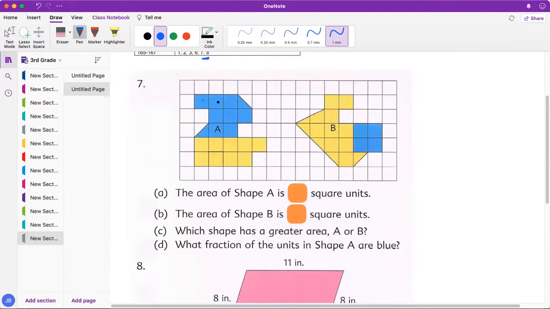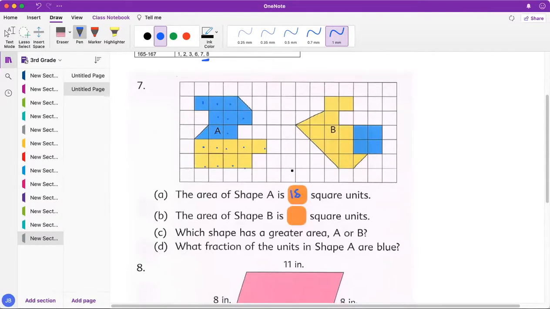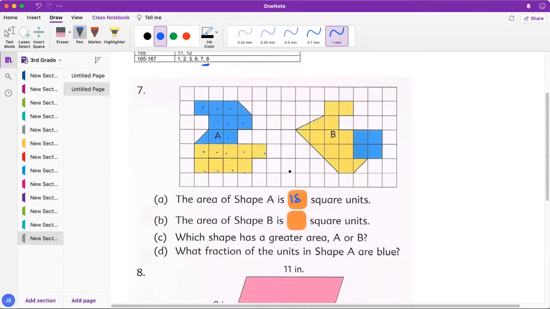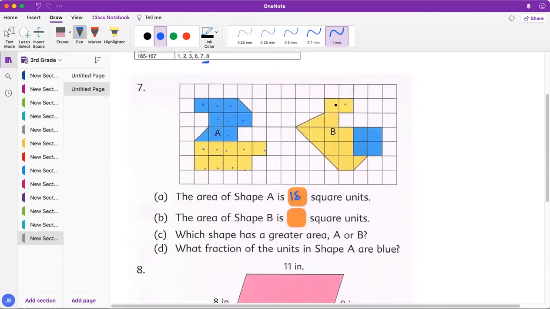We got 1, 2, 3, 4, 5, 6, 7, 8. Can I go to the bathroom? Sure. What page is it on? 166. Okay, I can add this out. So 1, 2, 3, 4, 5, 6, 7, 8, 9, 10, 11, 12, 13, 14.